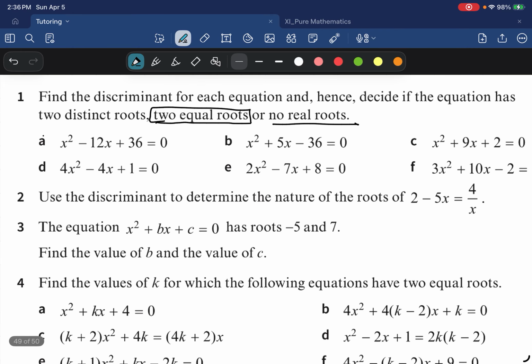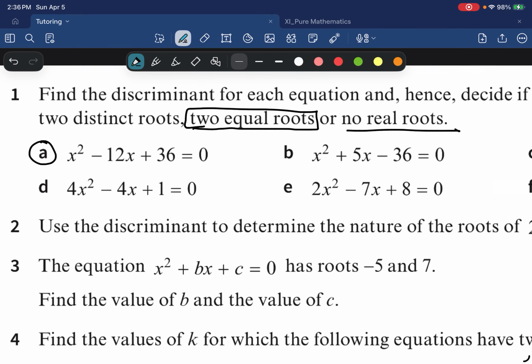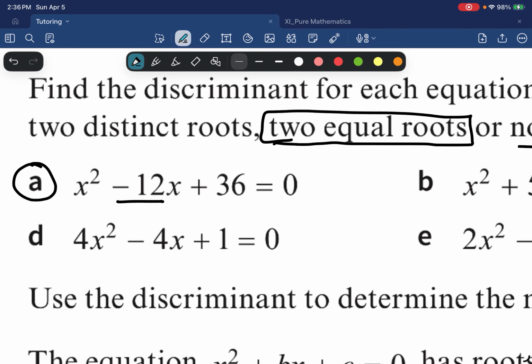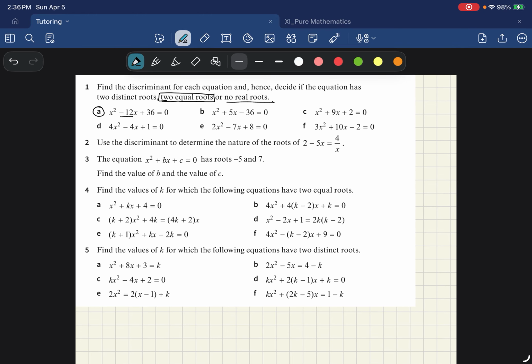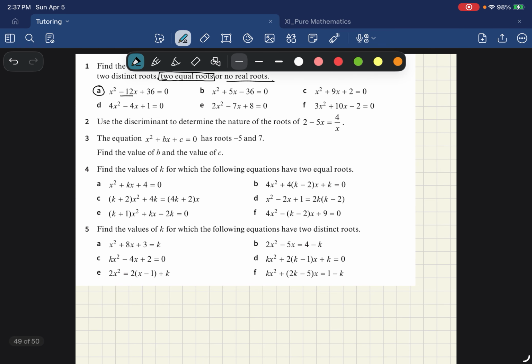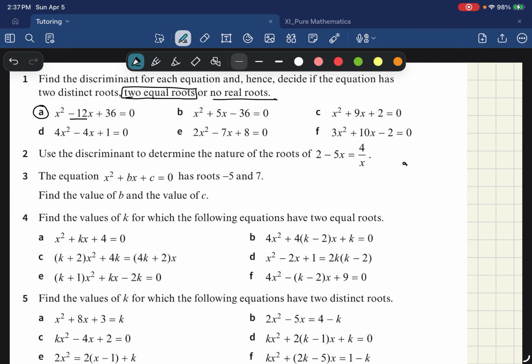All right, so part A: b squared minus 4ac. Let me just do it. Let's make a very small space here to do it. A. So b squared is negative 12 squared. b squared minus 4, a is 1, and c is 36.